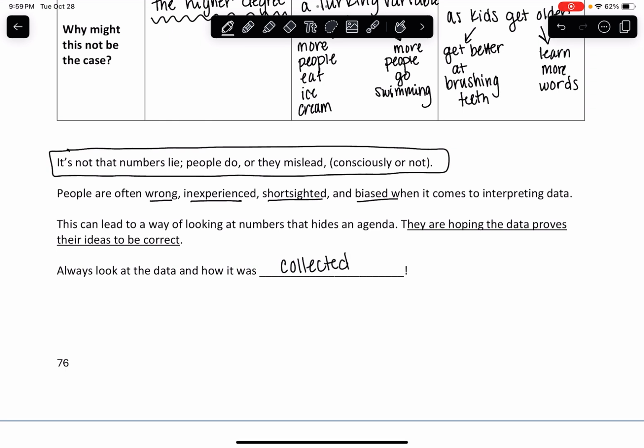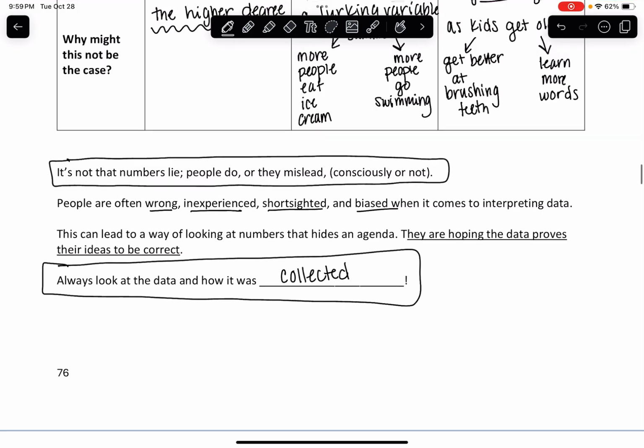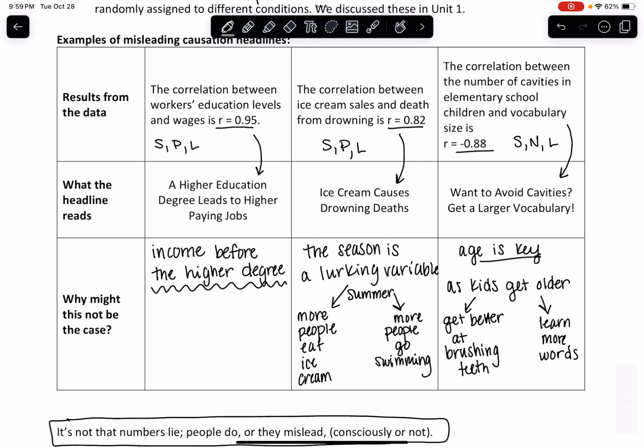Don't just blindly think that everybody understands the numbers they're talking about. Oftentimes people don't. And it's not necessarily that they're trying to lie to you, but statistics is hard. And it's even harder to explain statistics to people who may not understand it. So, as you move forward, just be aware. Always look at the data and how it was collected. Don't just blindly trust. Otherwise, you get headlines that say ice cream causes drowning deaths. And that sounds really scary. And you don't want to eat ice cream because you don't want to drown. But it's not true. So you always have to ask yourself, what is this data telling me?